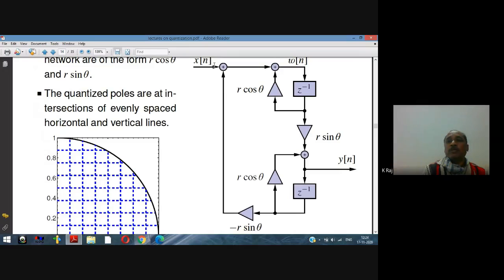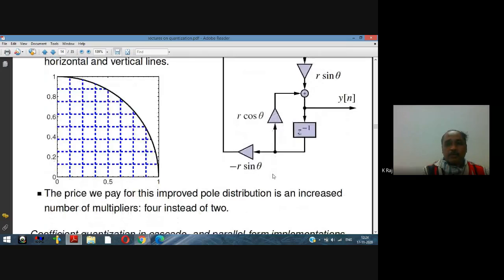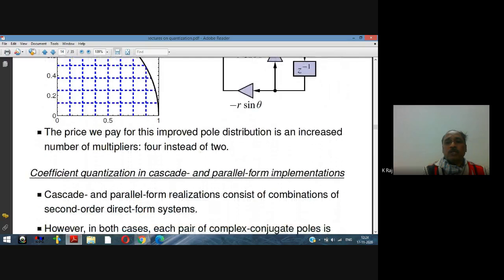Now the same second order section, in which in the previous one we used the r cos theta and the r square coefficient, but now we are using a combination of the r cos theta and the r sin theta, and then again delayed by one delay, then this will become minus r sin theta, and this will become r cos theta here. Now this will be a better design, having a lesser value of the quantization error.